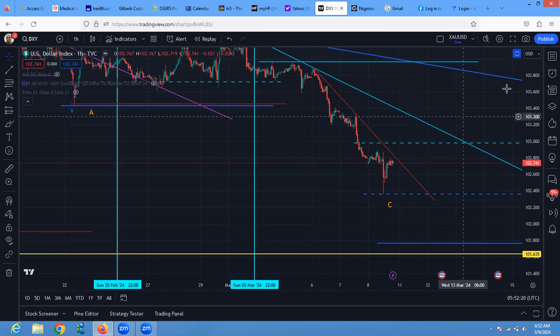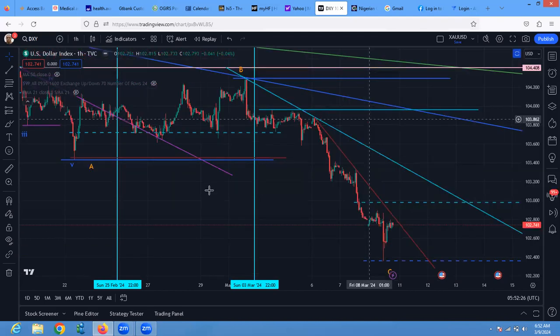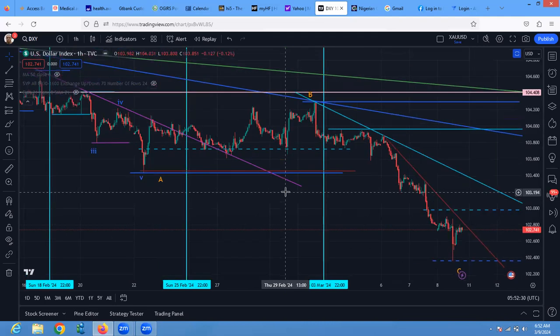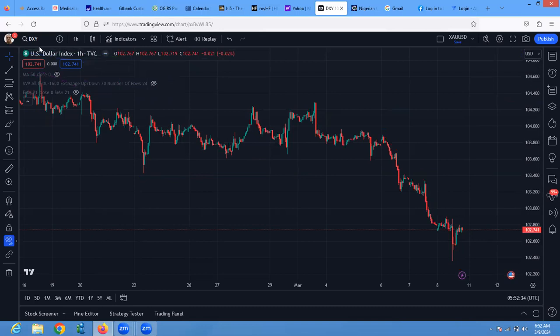So that's what I'm saying. That's how to really navigate. I've said a whole lot here today, and I expect that you're going to take this also to EUR/USD. Without wasting much time, let's now go to EUR/USD.